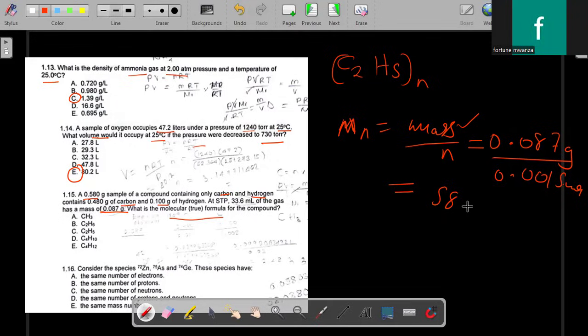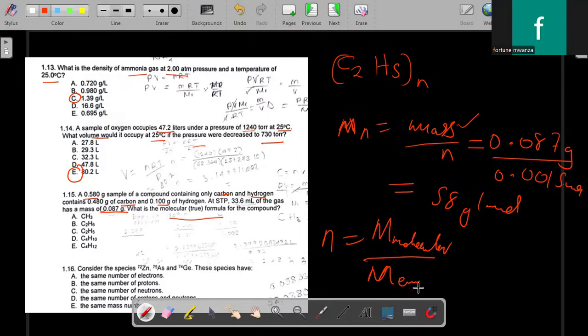Okay, so I have 58 grams per mole as the molar mass of my molecular formula, so I can find the value of n to replace there. I take the molar mass of my molecular formula divided by the molar mass of my empirical formula.